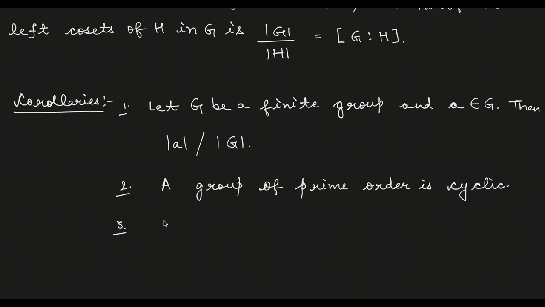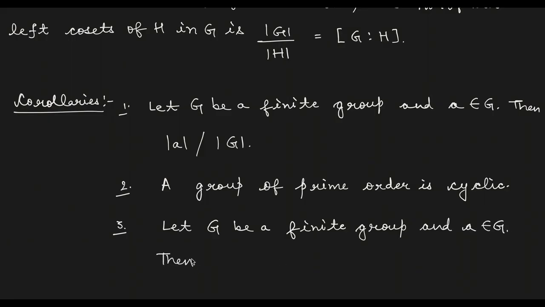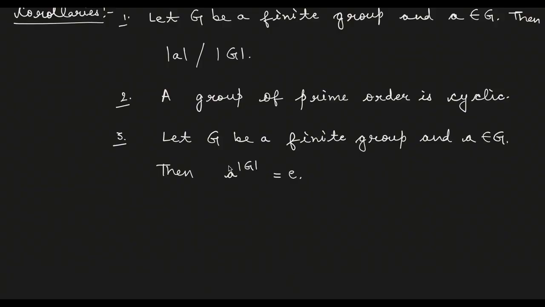Third, let G be a finite group and a belongs to group G, then a to the power order of G is equal to the identity. Again, this is possible only when G is a finite group, because if G is an infinite group, then its order will be infinite and a to the power infinite will never be the identity.